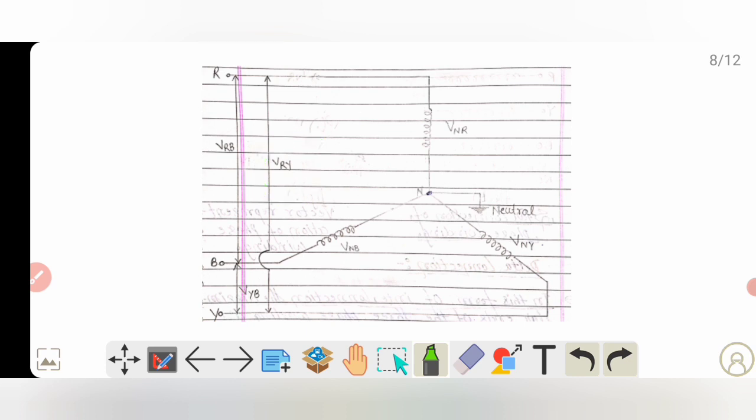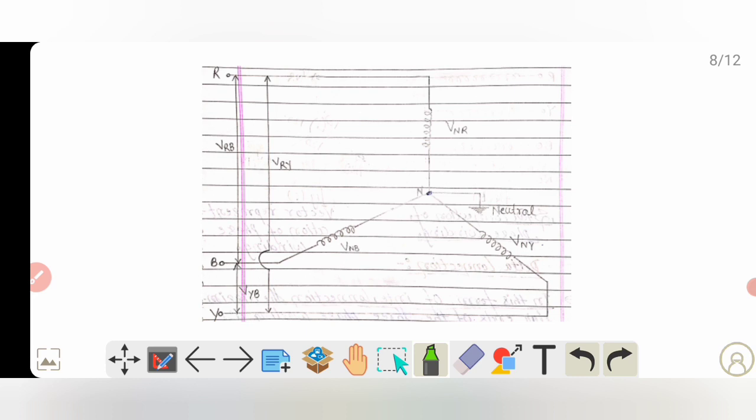Now as you can see here, this is VNR, meaning the voltage between neutral and, my dear friends, the red phase. One more important definition we can get from here is that the voltage between the phase and neutral is known as phase voltage.